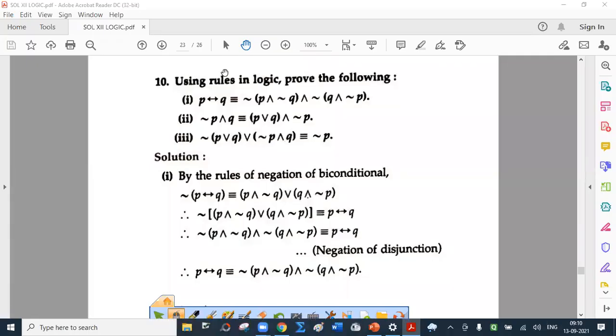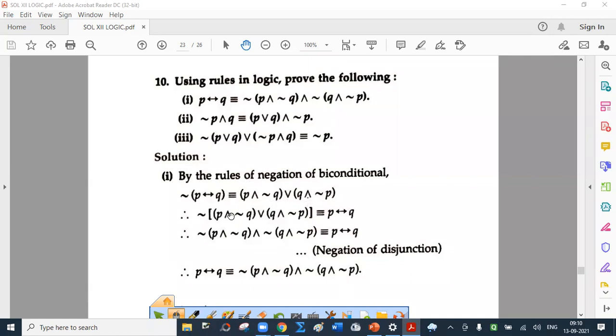Now again, this type is important. Using rules in logic, prove the following. Number 1, P biconditional Q is logically equivalent to (not P or Q) and (not Q or P). Let me explain, but you had to write this solution here only, not after the lecture. Okay, so by the rules of negation of biconditional, what is the negation of P biconditional Q? It is (P and not Q) or (Q and not P).